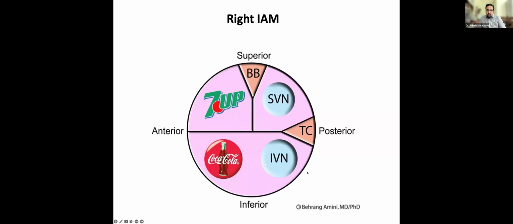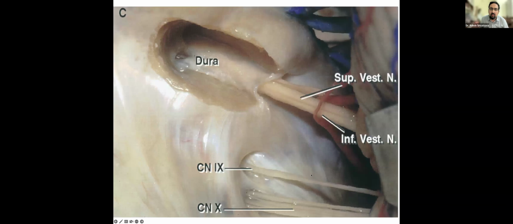Now, apart from knowing this anatomy of the nerves, the relative positions of the nerves in the fundus, one has to also learn how to open up the internal auditory meatus and the fundus in order to address the pathology. That is what we are talking about, the vestibular schwannoma, which is extending into the internal auditory canal. So once the posterior wall has been drilled over here, one can see that the nerves are within a dural sheath.